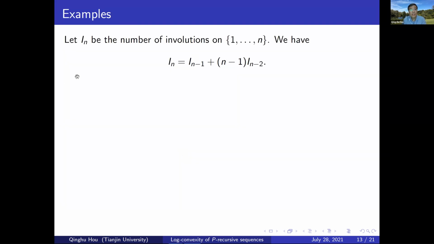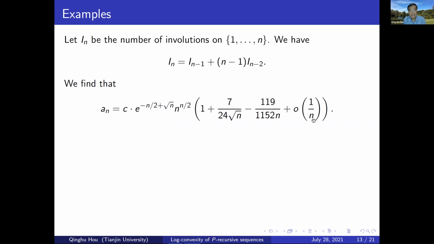Here is an example. Let I sub n be the number of involutions on 1 up to n. We have this recurrence relation. And by the implementation of Doron or Manuel or myself, we get this one. Here C is a constant. In Doron's paper, he needs to compute C, but here we do not need to compute C because we consider only the ratio, and the constant cancels. So if we get this one, we can prove that u sub n has this asymptotic expression.